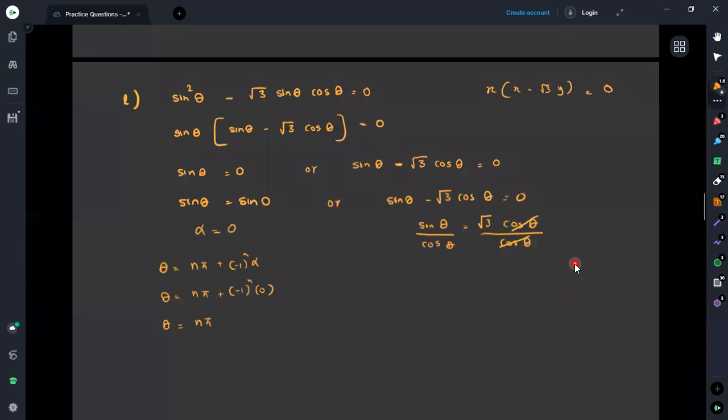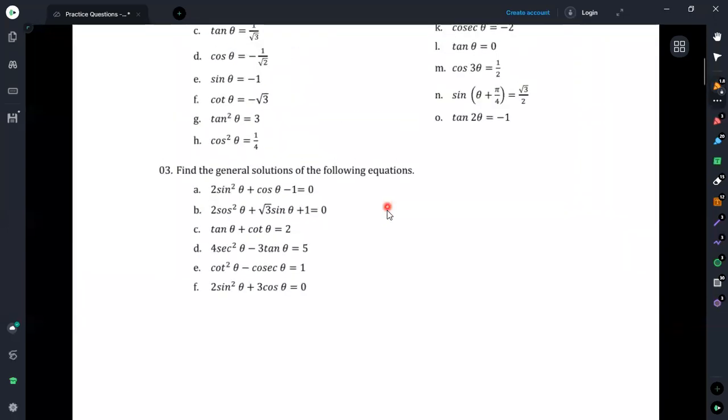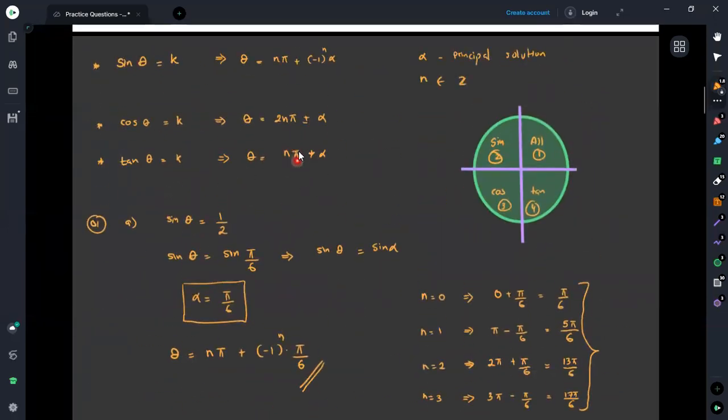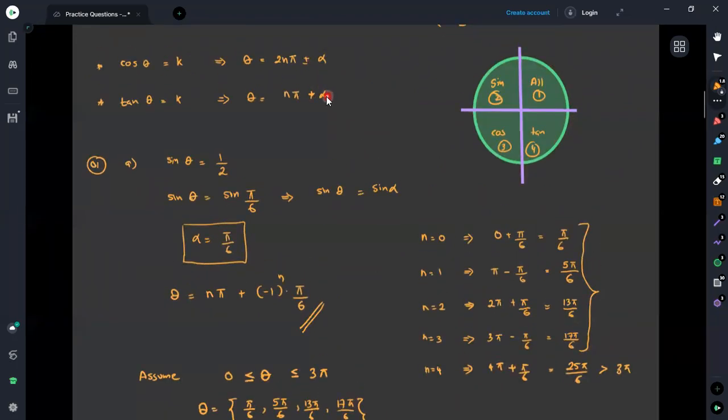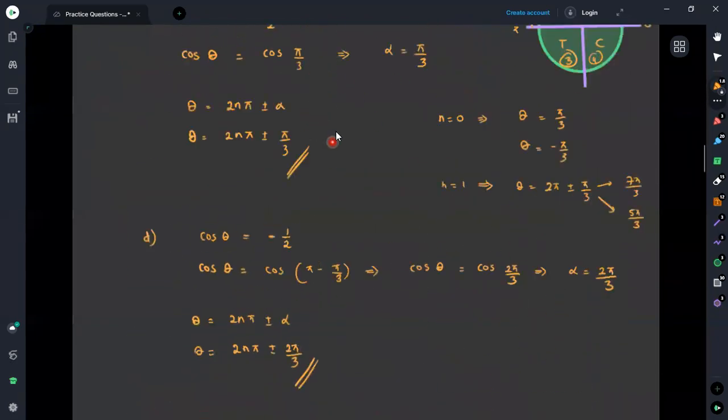Then I can omit all the trigonometric ratios on the right hand side of the equation, but the left hand side also gives us this ratio in a simplified form. It is sine theta divided by cosine theta, which is equal to tangent theta, and this is equal to root 3. Now we have to find out the solution for this part as well. Then we can say tan theta is equal to root 3. First we need to find the principal solution, and then we can find the solution using the equation.